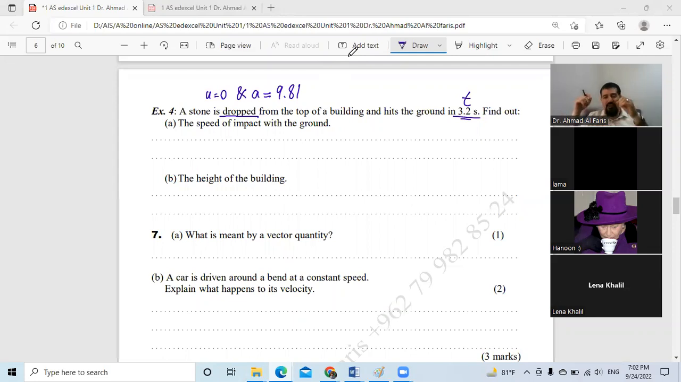That means every object we release here will fall with 9.81 meters per second squared. Not 10, not 9.8, 9.81 meters per second squared. This is the acceleration of free fall here on Earth, and it changes according to the gravitational field strength on each planet. Okay, we are going to talk about it in details.